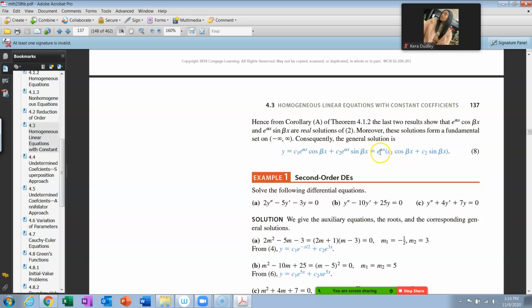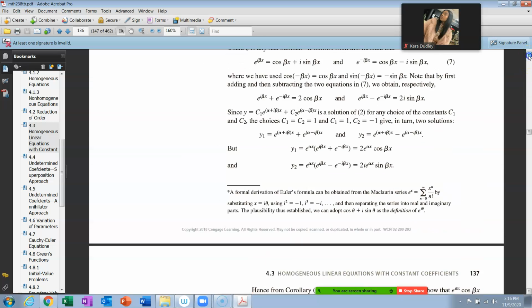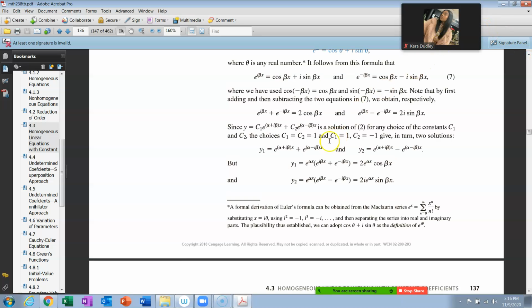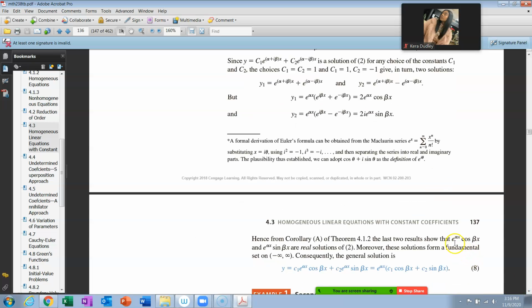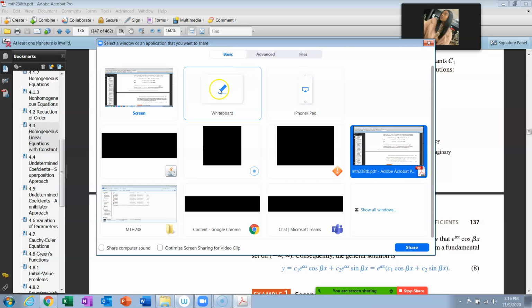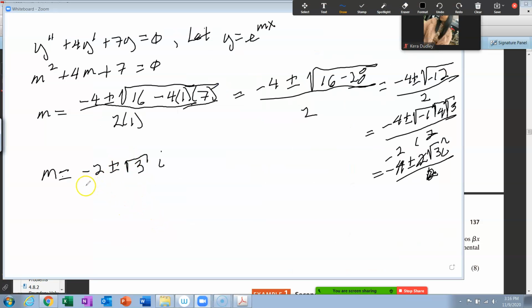Now in our case, the alpha is, I believe it was 2, and the beta is the square root of 3. Okay, if you recall back from that, the alpha is the real part, beta was the imaginary part. So let's go back to where we were, and hopefully you'll see this on the whiteboard. See, here's the real part. That's your alpha. This is your beta.